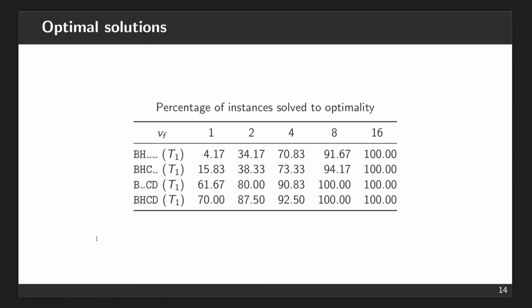Let me explain this notation here. This is the model. The first letter is always B; we are using our first model. The H here means if you are using the heuristic or not. The C here means if you are using the click inequalities or not. And the D means if you are using the deadlines or not.